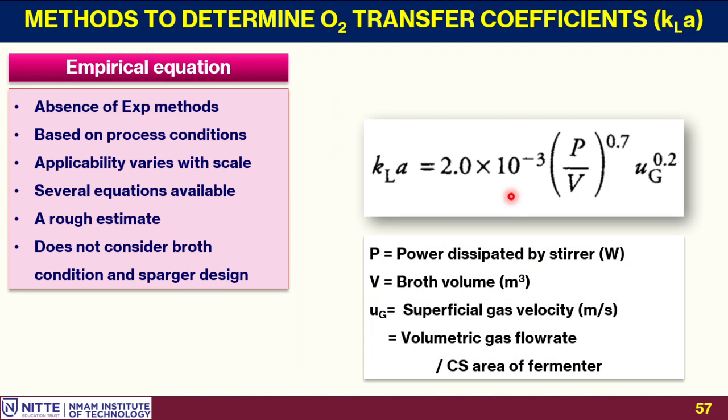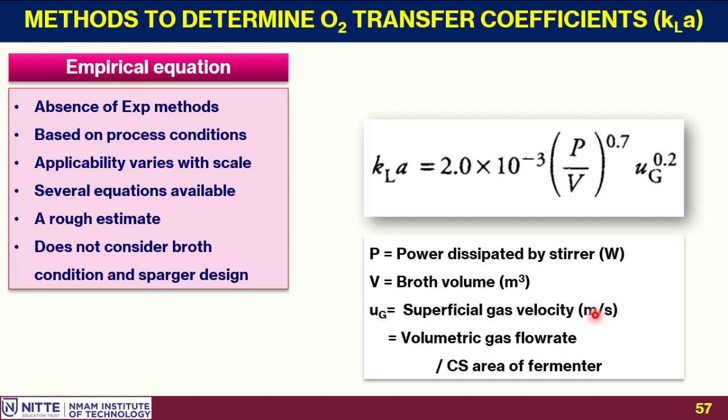The last one is an empirical method. If you observe here, there is one equation for KLA. This KLA is given by one equation: (P/V) to the power 0.7 times U to the power 0.2. P by V is nothing but the power dissipated by the stirrer to the liquid. There is agitation, and agitation supplies power. Divided by the broth volume, the liquid volume, this is called the power to volume ratio, P by V. It can be calculated for a given condition.